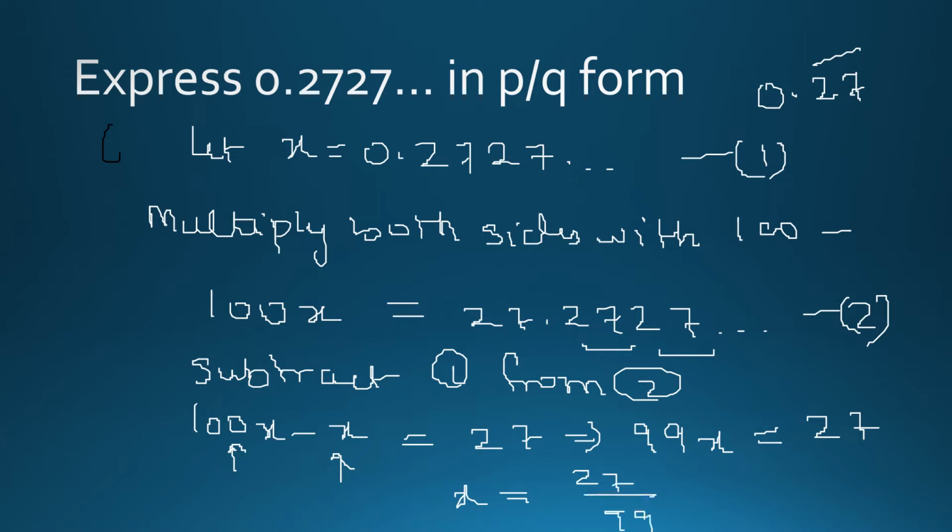You can simplify it more. 9 3s are 27, 9 11s are 99. So you get 3 by 11, which is a rational number which can give you 0.2727 and so on on division. I hope you got it. Let's move on to the next question.